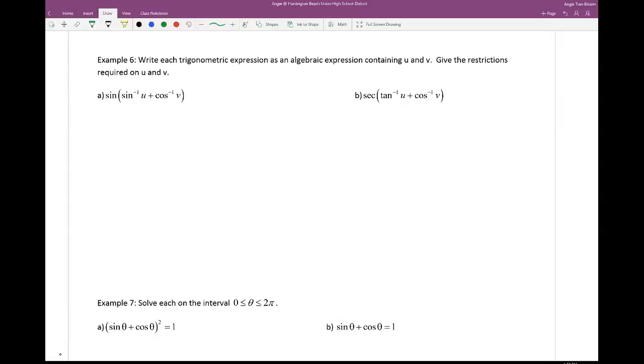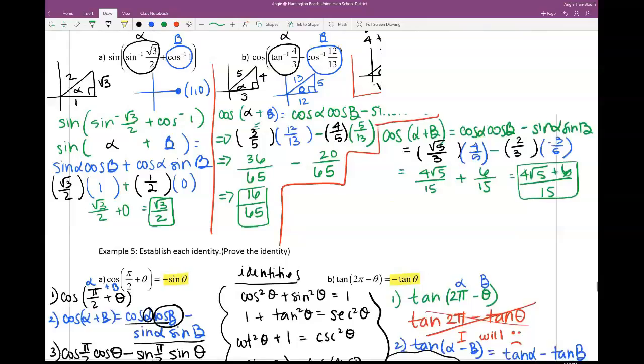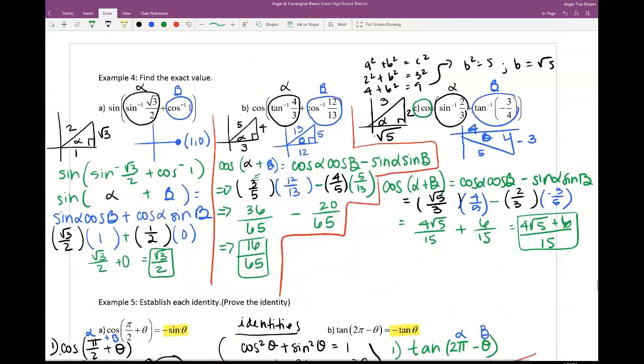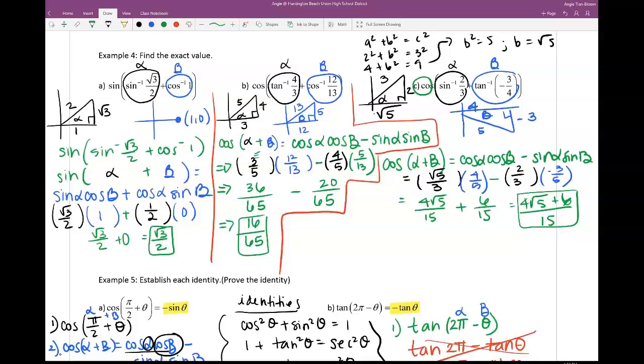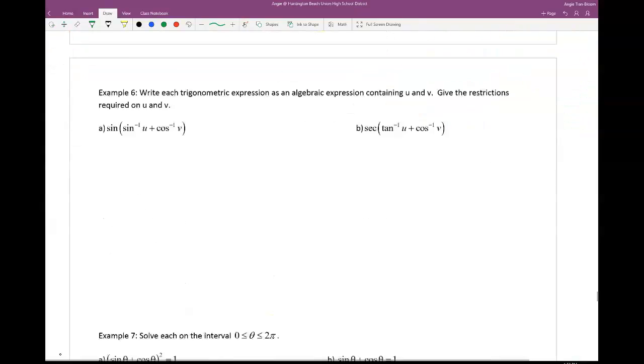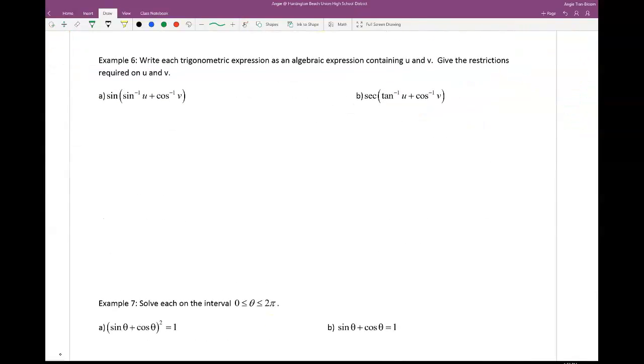Ha ha. All right, here is example 6. Write each trigonometric expression as an algebraic expression containing u and v. Give the restrictions required on u. So let's start with example A. Now keep in mind, this example 6 is very, very similar to example 4. See this example 4 from previous videos? But instead of numbers, it just has u and v. And that's not really important. If you understand the concept, then it's not a big deal.